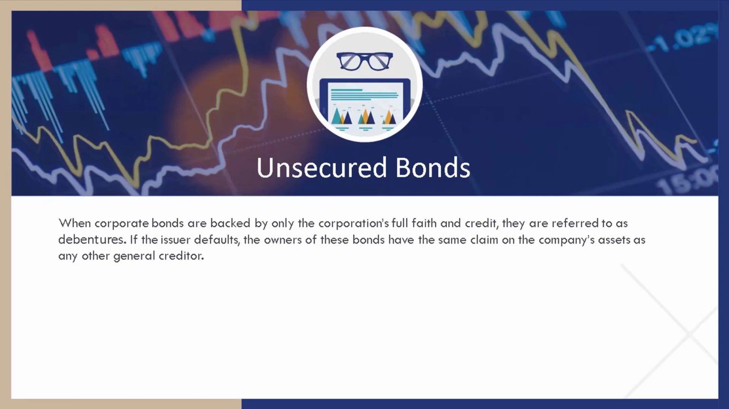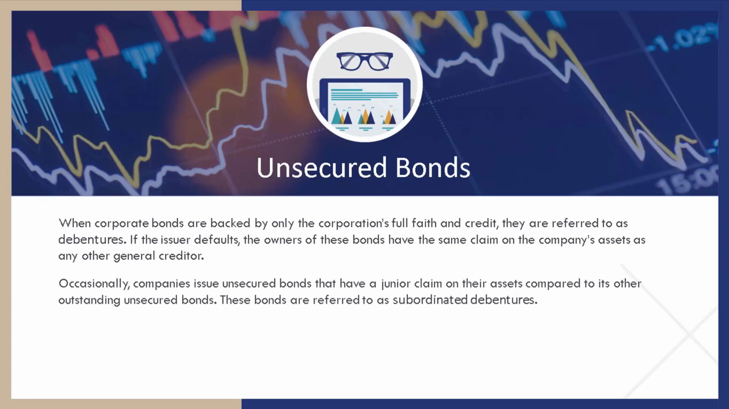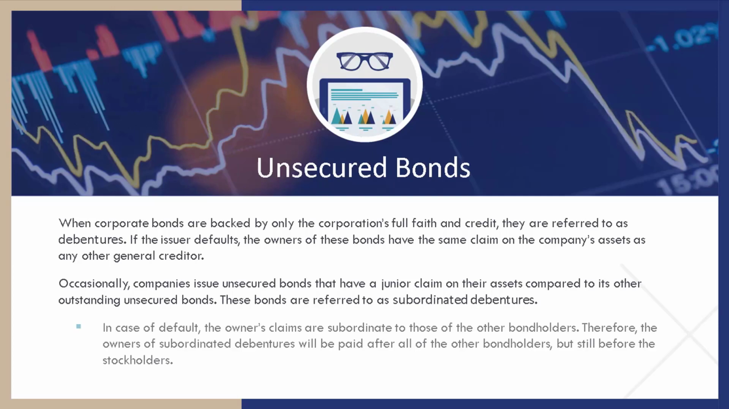Now, sometimes a company might issue debentures that come after the regular debentures. These are what are sometimes referred to as subordinated debentures. So they would have a secondary or junior claim to the regular unsecured debentures. In case of a default, the subordinated debenture owners' claims would be subordinate to those of the other bondholders. But remember, bondholders, as creditors, come before owners.